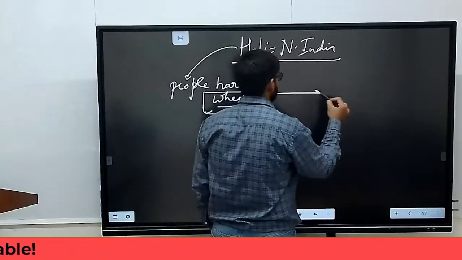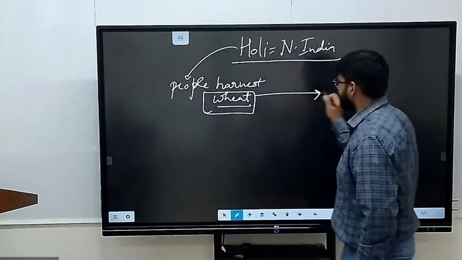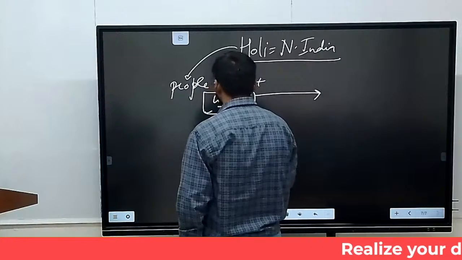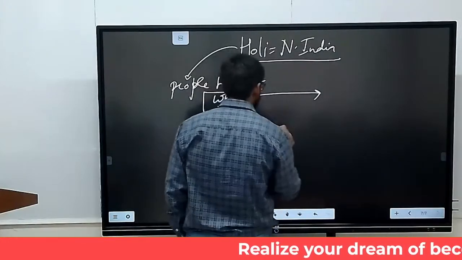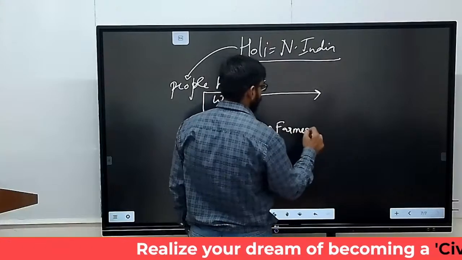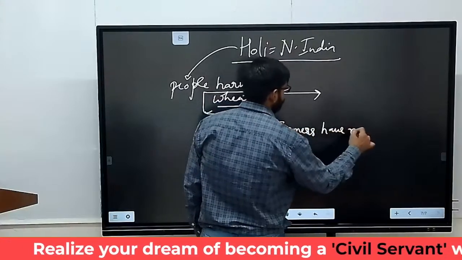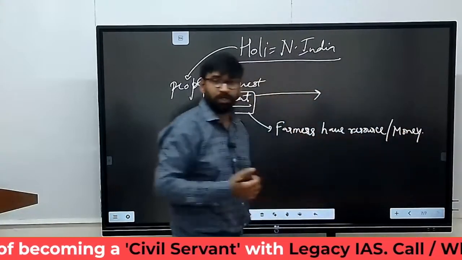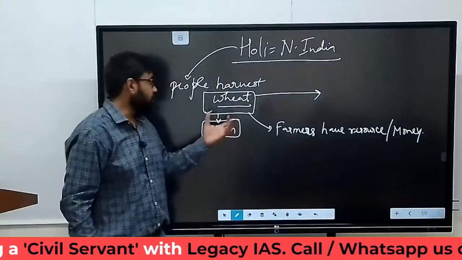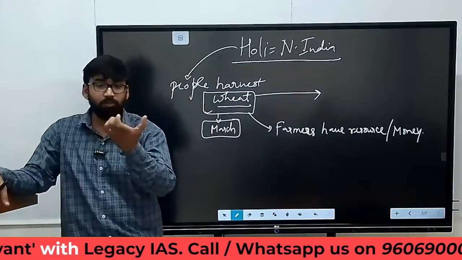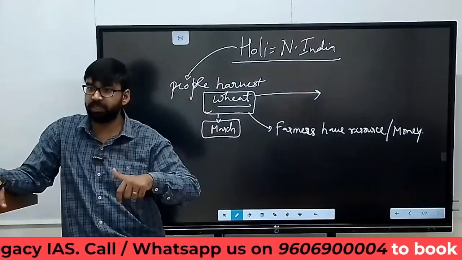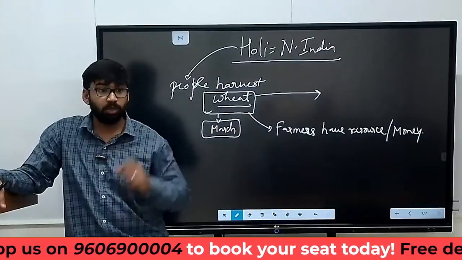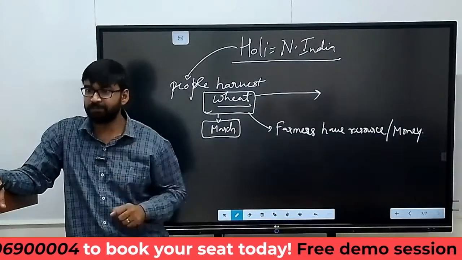Now, when wheat is cultivated in North India during the month of March, then farmers have resources or money because they have raw material, that is wheat. Getting my point? So in ancient times, agriculture was the most important part of the economy. Even today also agriculture is the most important part of the economy. We say agriculture is the backbone of the economy. Clear? Because agriculture provides raw material for industries.